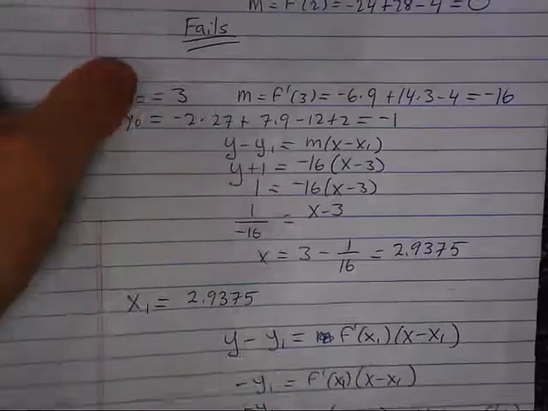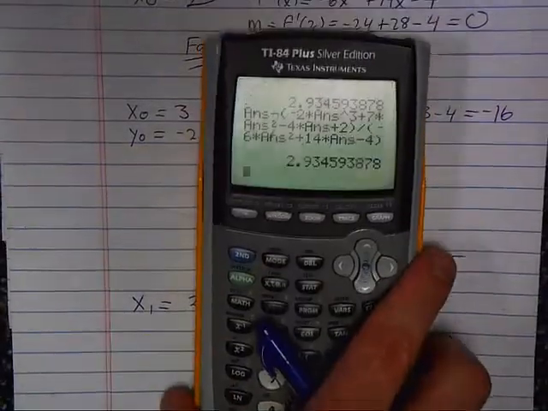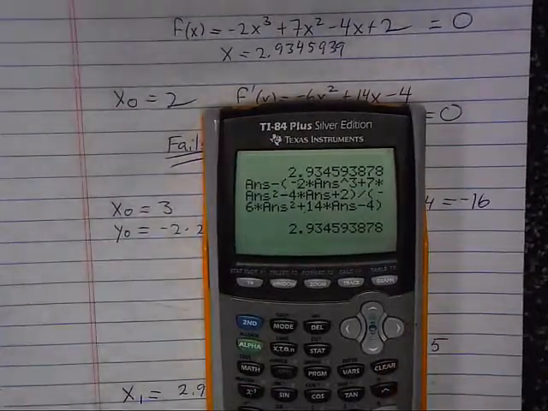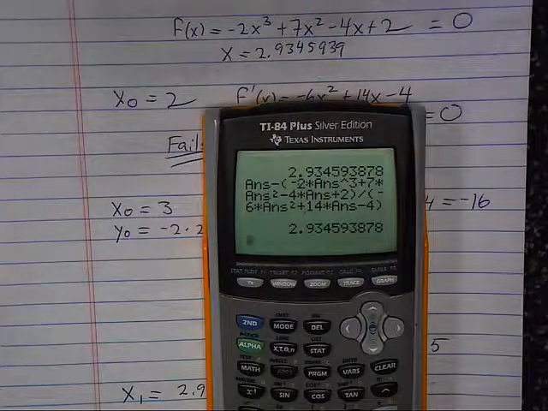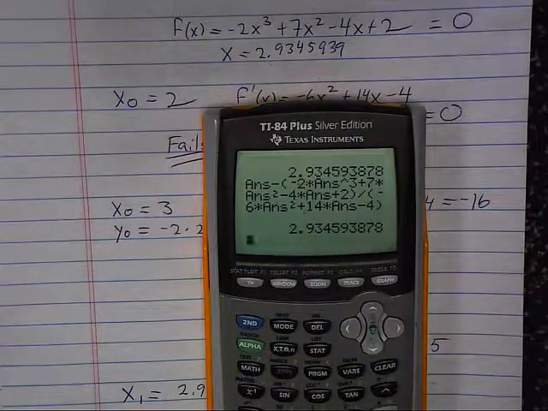Is that the same answer we got before? When you go to the proper decimal place, yes. Yes, in fact, this one we got from Newton's method is a little bit more accurate, isn't it? It has more decimal places.